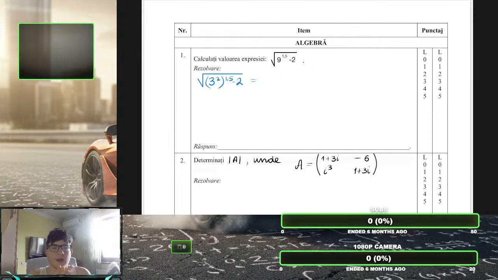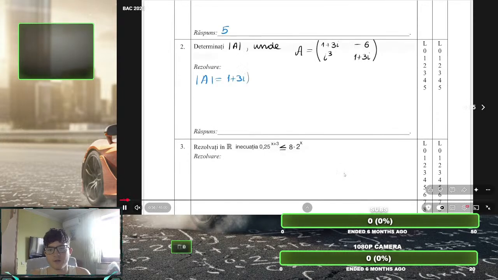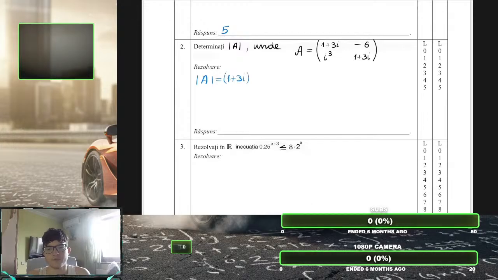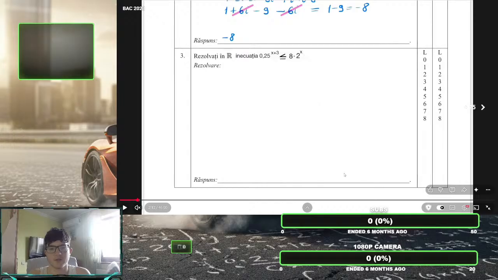So, powers multiplier. We're going to have 3 to the power 3, which is 27, minus 2, that's 25, which is 5. Easy exercise. And now this one, easy, bruv. I did 10,000 of this exercise, so I'm just going to skip this one, tired of this.